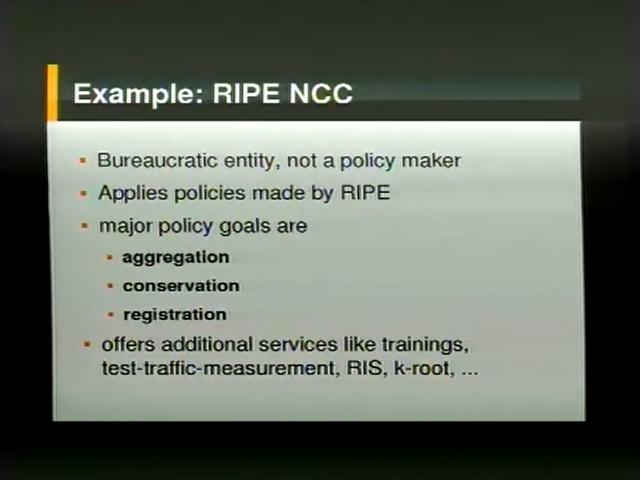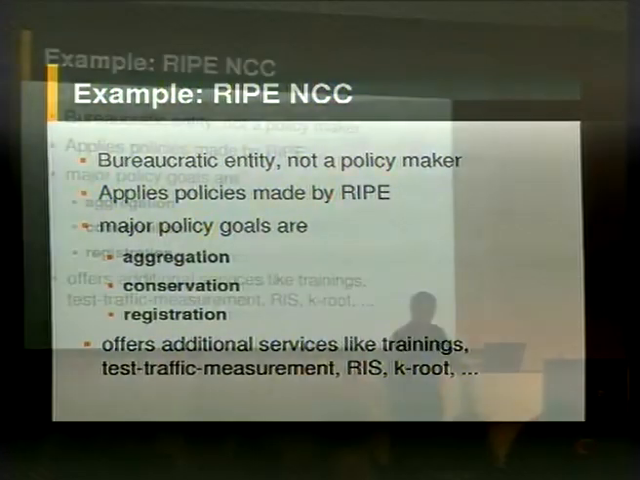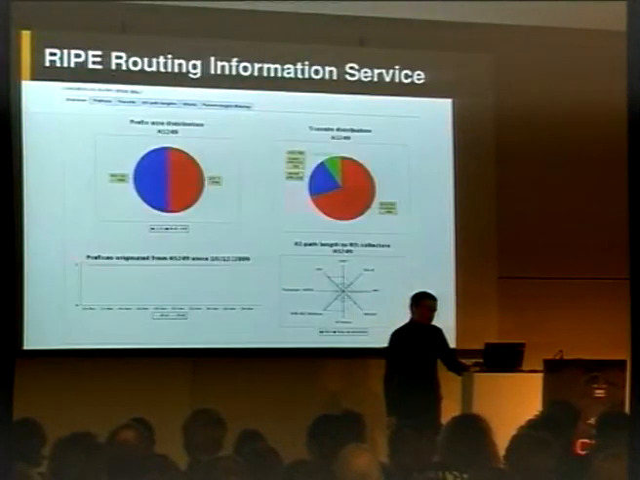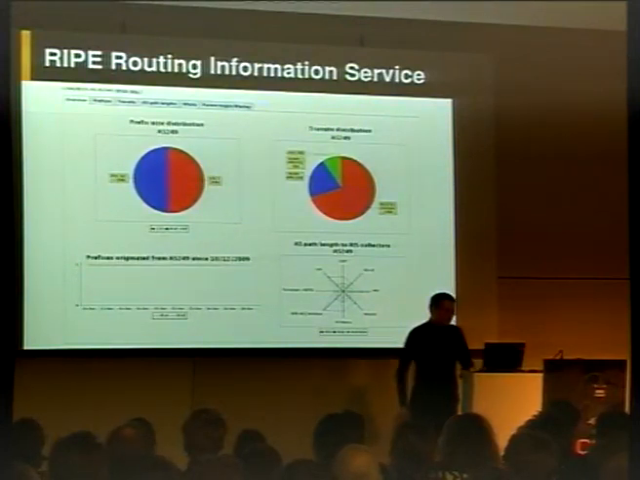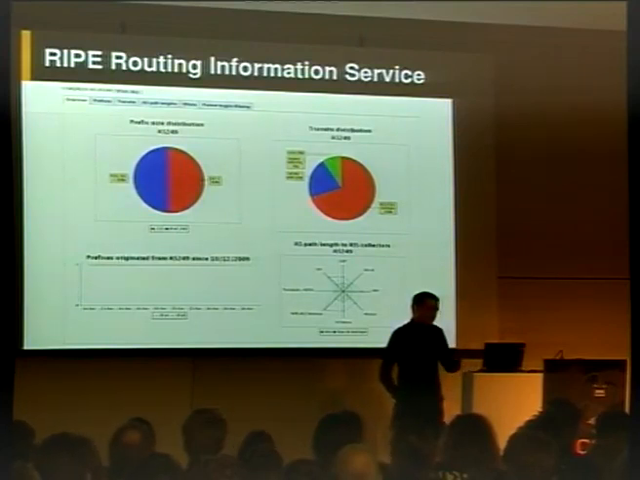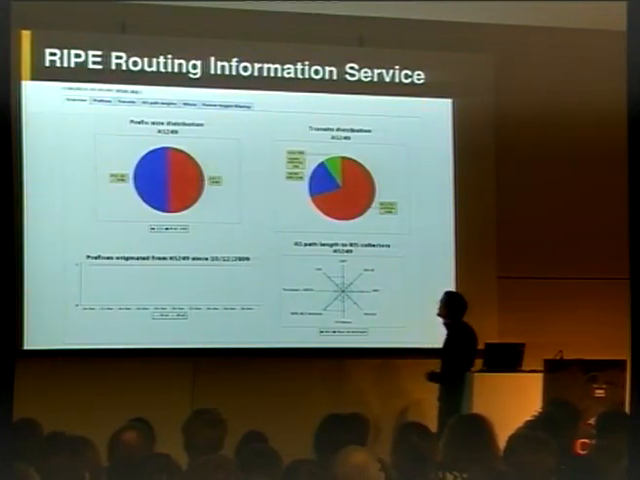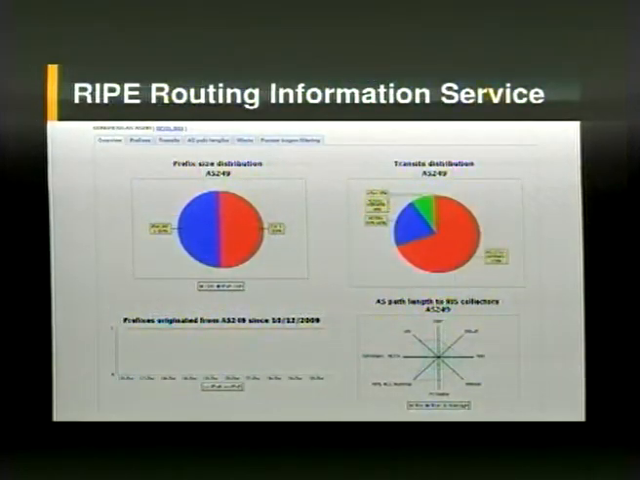They also do trainings. They put out test traffic measurement boxes to map internet latency, have the routing information service, I will come back to that later, and they operate several instances of DNS root servers. One of their services is the routing information service, where you can enter a resource like an AS number or a network, and you get these nice charts. This is for the Congress AS. You see the distribution of upstreams. So, yeah, I guess it's pretty self-explanatory.